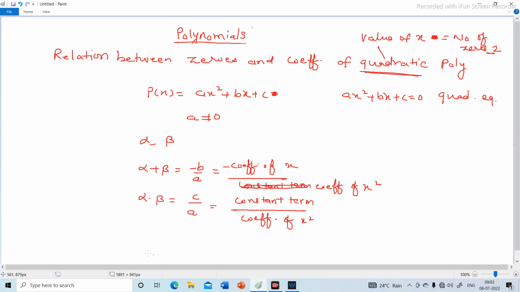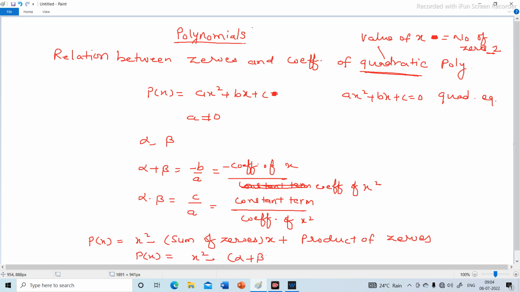So here I can make a quadratic equation. I can write p(x) equal to x square minus (sum of zeros) into x plus product of zeros. So here my final equation will be p(x) equal to x square minus (alpha plus beta) x plus alpha into beta. So this is my quadratic polynomial.